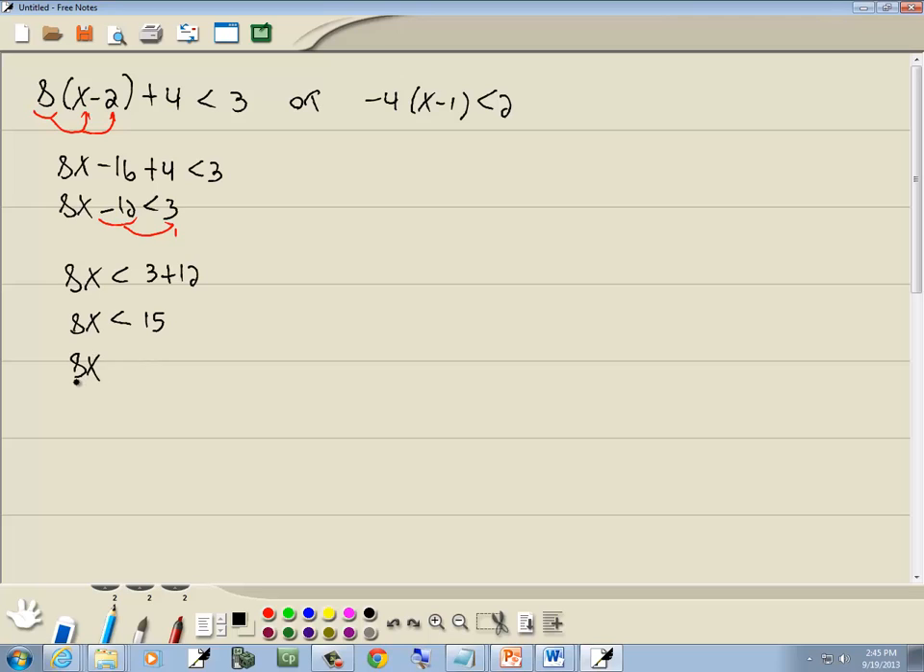Last step, divide both sides by the number in front of your x, which is 8. Those 8s are going to cancel, and we got x is less than 15 eighths.